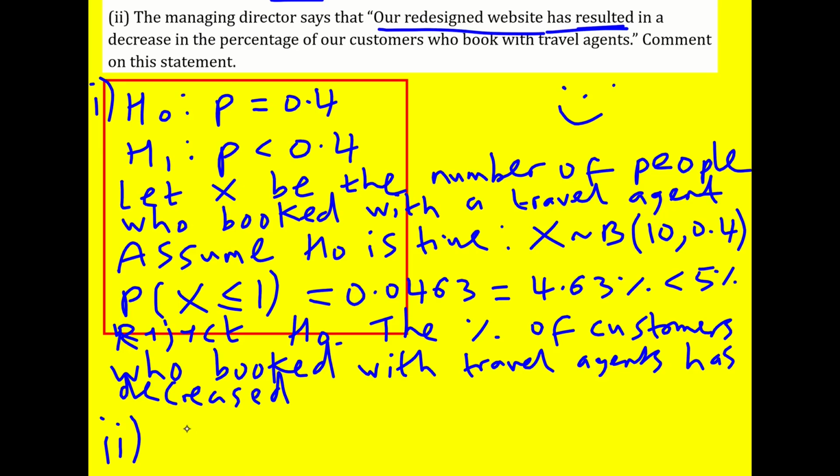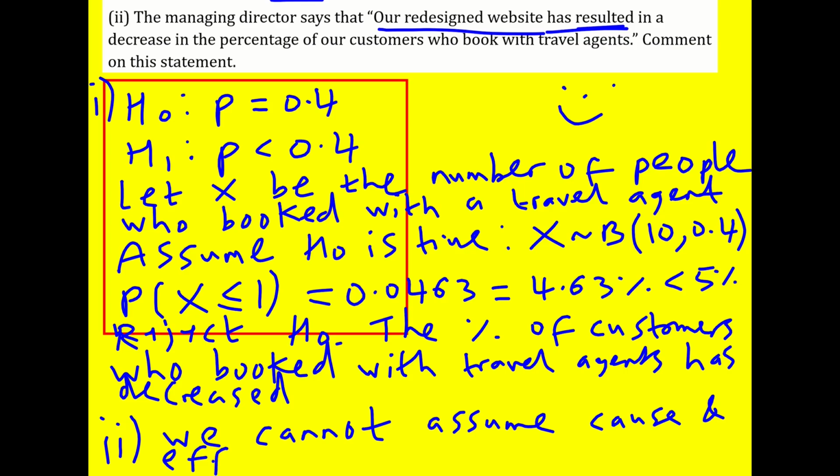We cannot. It's a bit like causation. Correlation does not imply causation. Just because you get a good correlation doesn't mean that one actually affects the other one. We cannot assume cause and effect. There might be other reasons why it's gone down. So you can't make that claim.